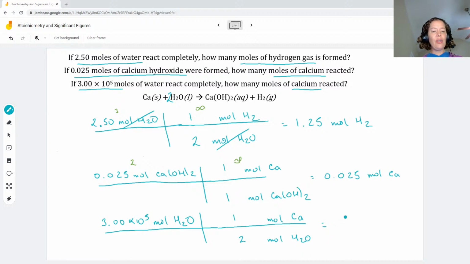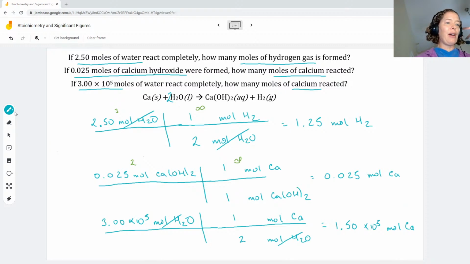So now all I need to do is take my 3 times 10 to the 5th and divide by 2. And that is 1.50 times 10 to the 5th moles of calcium. Okay, so the moles of water have canceled here. I am left with moles of calcium.